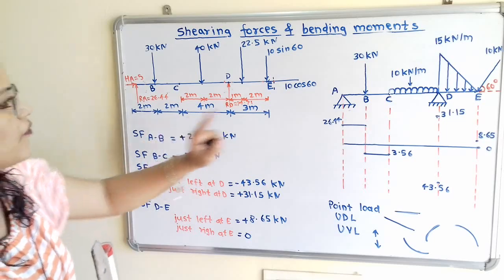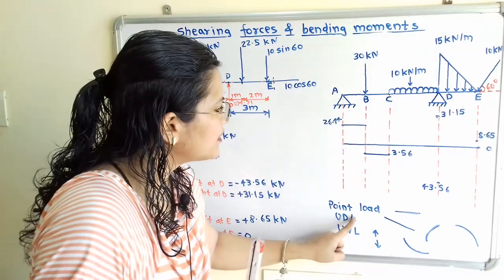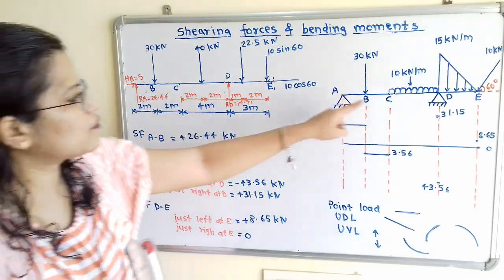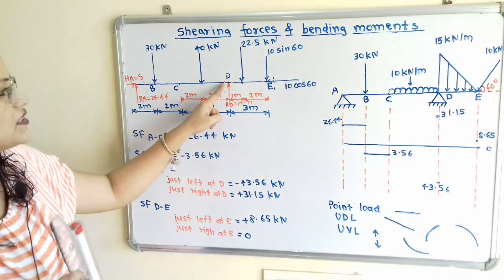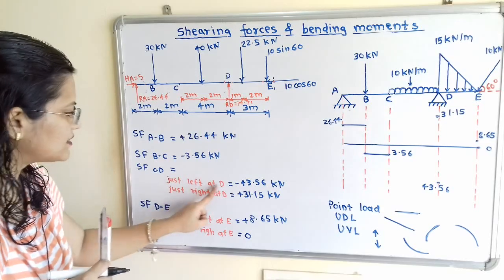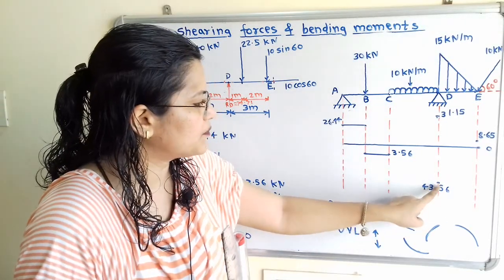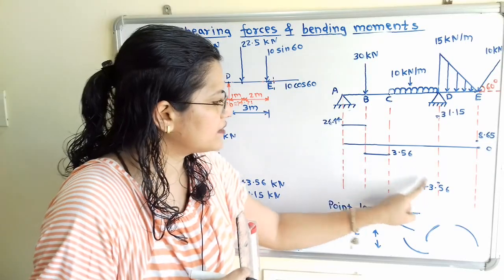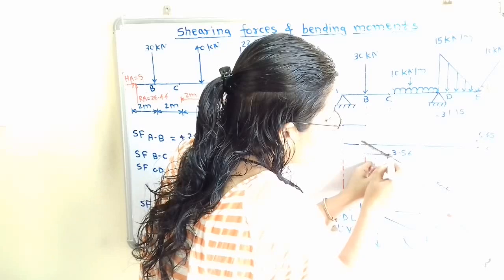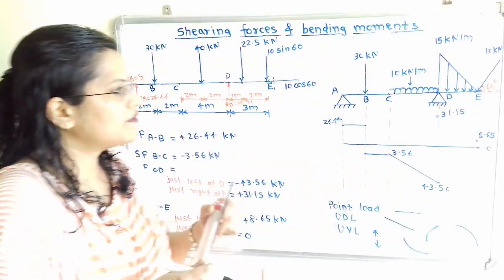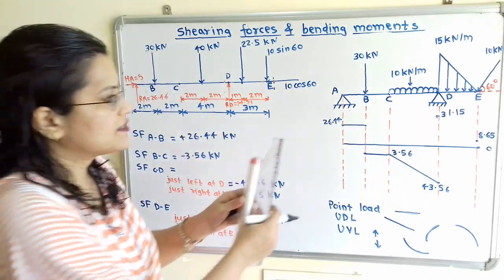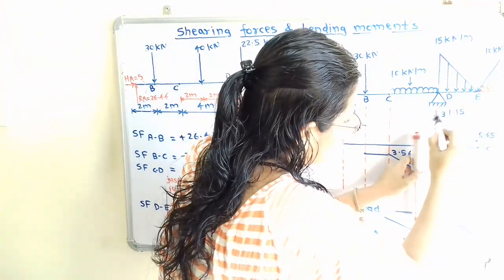So if we observe for section CD it is uniformly distributed load. So how to connect this? So we have to connect the point from C to the point which is just left hand side. So if we observe at left hand side value is minus 43.56. So we have to connect these 2 points. So we will draw here linear line because of the uniformly distributed load. Then we will connect these 2 points because these are on the same point. So I will connect this.